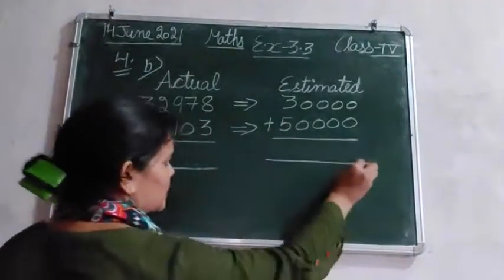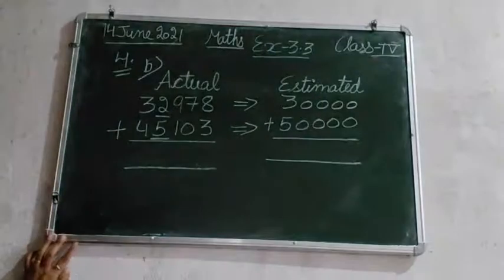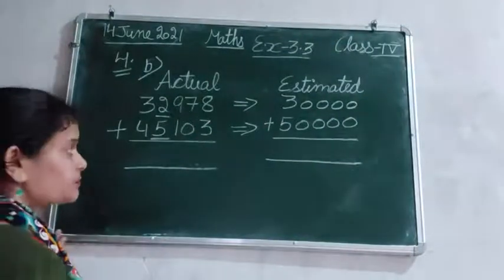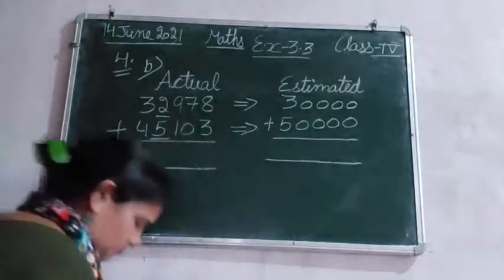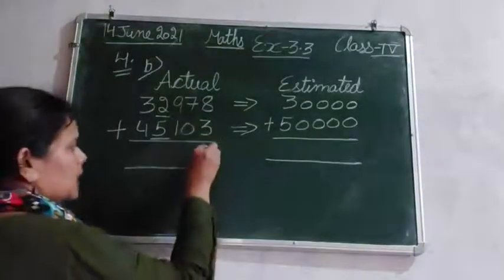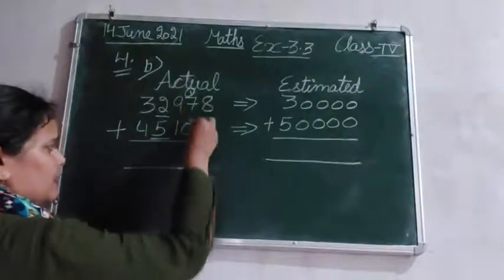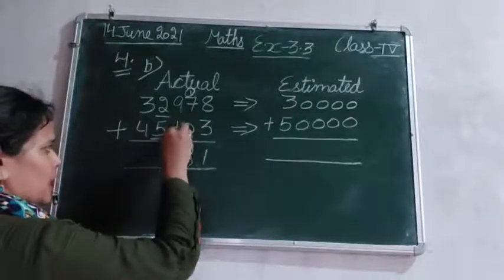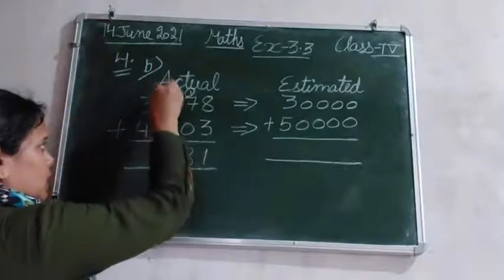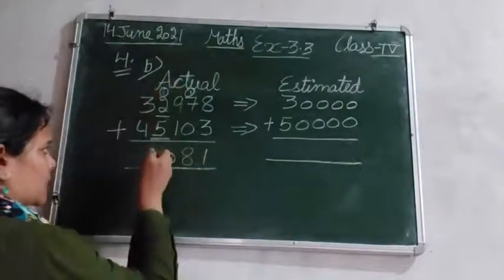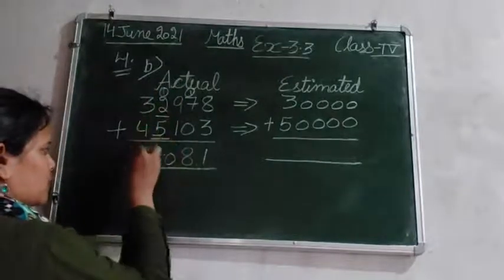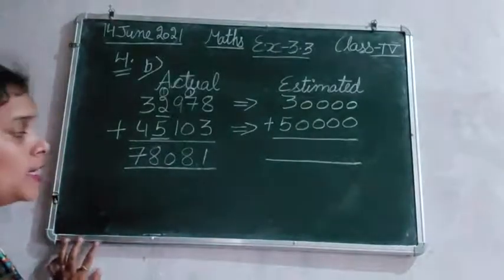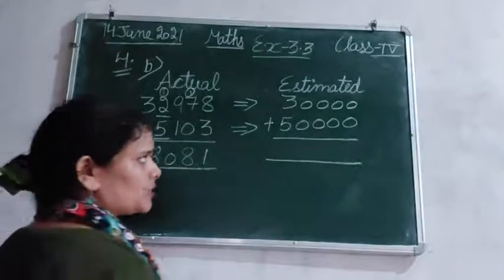Now we just simply need to add it. First of all, we are going to add the actual numbers. 8 plus 3, 11. 1 will be carried next. 7 plus 0, 7, plus 1, 8. 9 plus 1, 10. 2 plus 5, 7, plus 1, 8. 3 plus 4, 7. So the actual sum is 78,081.